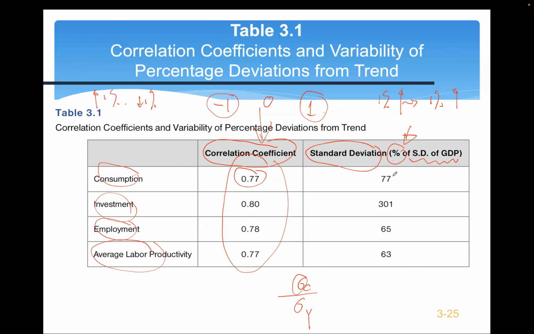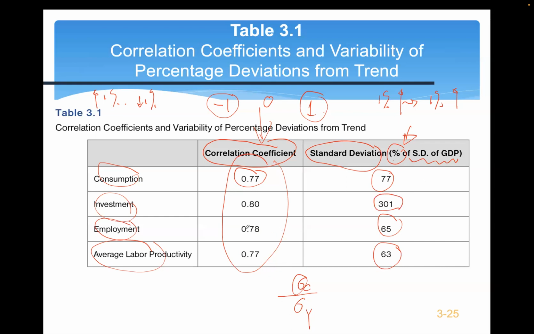Now, what do we notice? Consumption is less volatile compared to real GDP because this is 77%, but it's pretty close. Employment, less volatile. Average labor productivity, less volatile, but pretty close. Now, the exception is investment. It's very volatile, 3 times more volatile compared to real GDP.